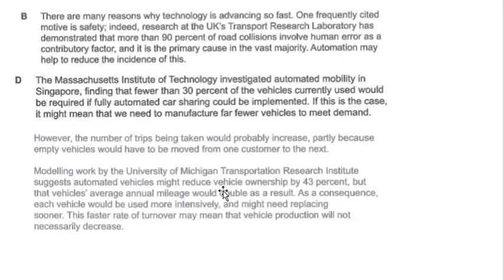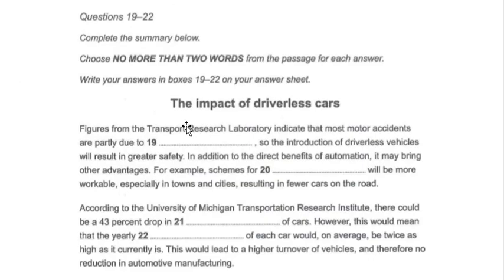Drop means reduction. Reduction in what? Vehicle ownership. Vehicle is given as cars here. So what is the next word? Ownership. So, drop in the ownership of cars. Now here the answer is written as a single word. Now you may ask, ma'am, what will happen if I write the answer as vehicle ownership? Let's read the sentence. There could be a 43% drop in vehicle ownership of cars. Is it making sense? Absolutely not. Hence, what are you going to write the answer as?